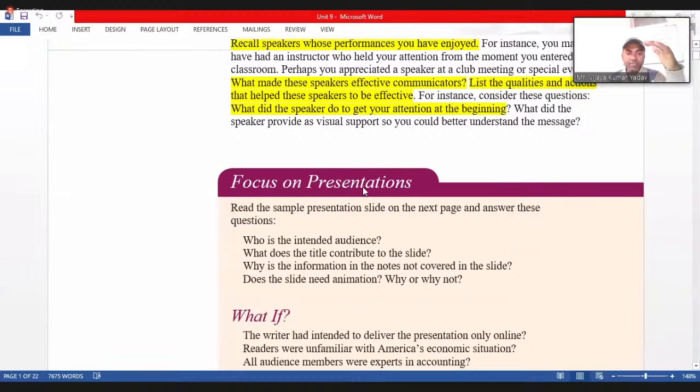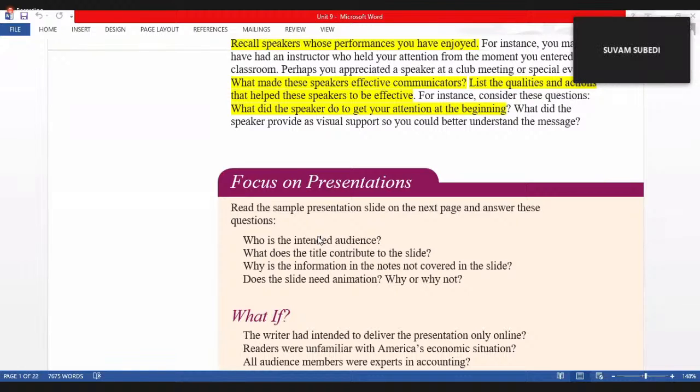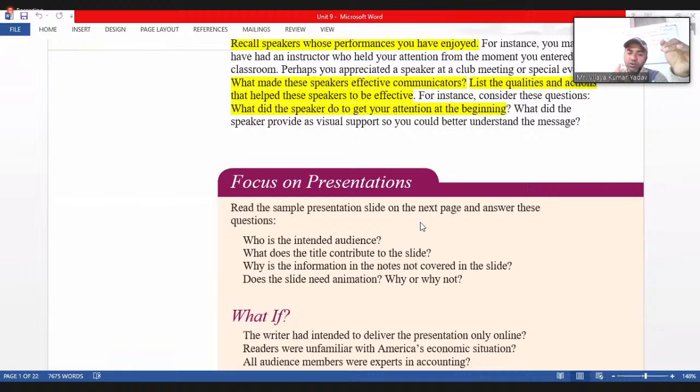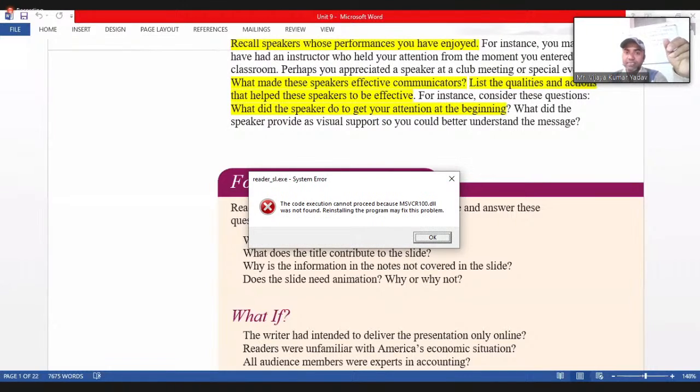If you are going to have the presentation, you must know these things. See, who is the intended audience? Who are the audiences? Okay. Before you have the presentation, you must have knowledge of the audiences. Remember, from the very beginning we are talking about audiences in almost each chapter. That is, focus on audiences. If you are writing a letter, who are the audiences? If you are writing any report, who are the audiences? You must have the knowledge of the audiences.